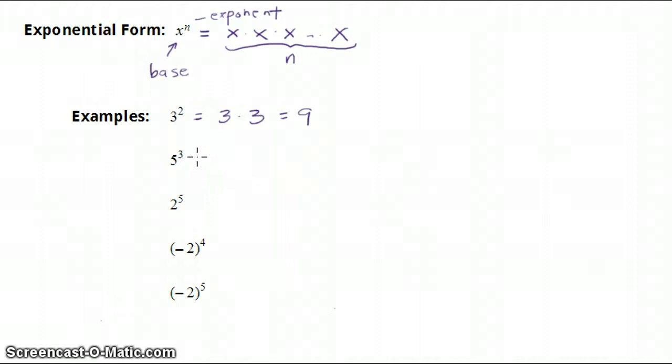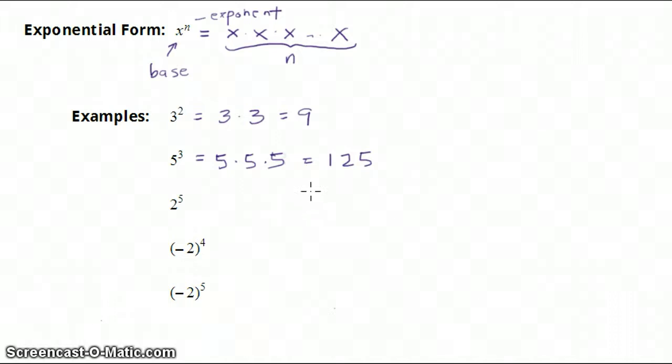This time I have 5 to the third power. So 5 is the base, 3 is the exponent, and what this means is that I'm going to multiply 5 by itself 3 times. So 5 times 5 times 5 is what I really wanted. And 5 times 5 is 25. 25 times 5 is 125.